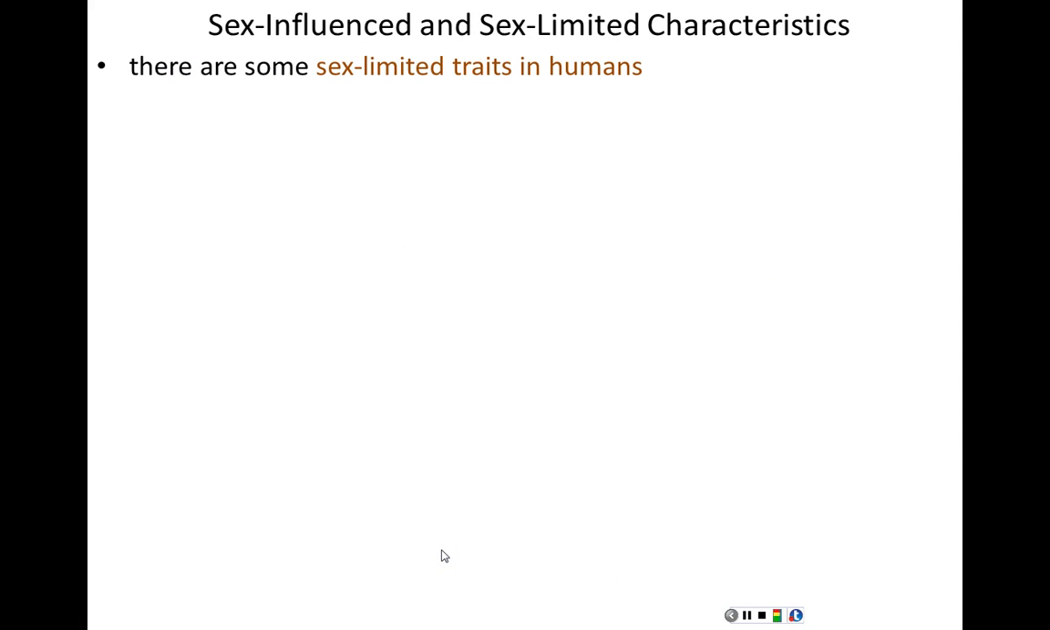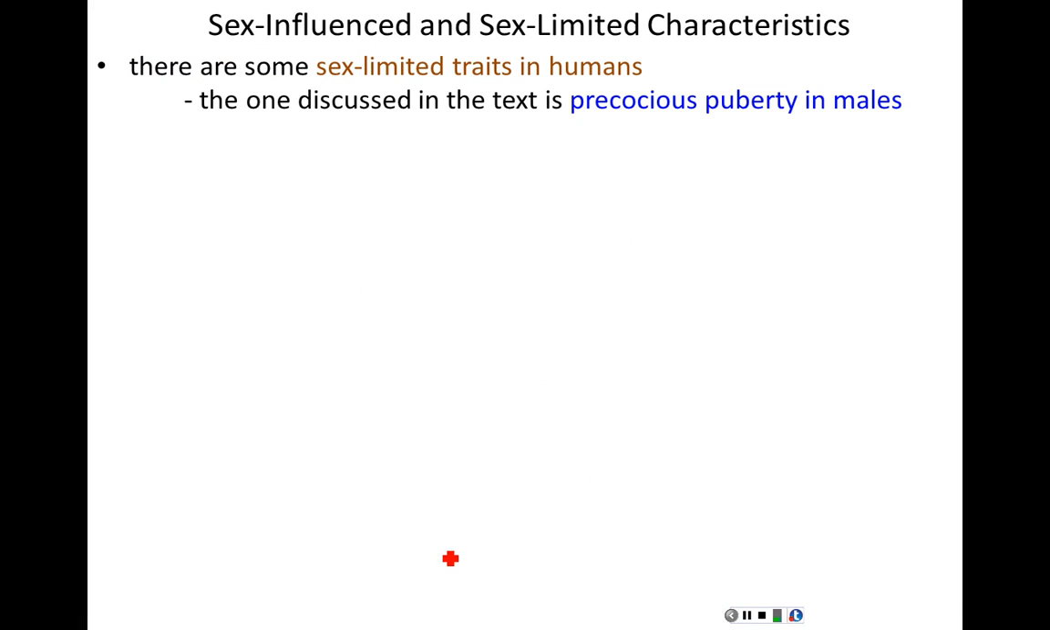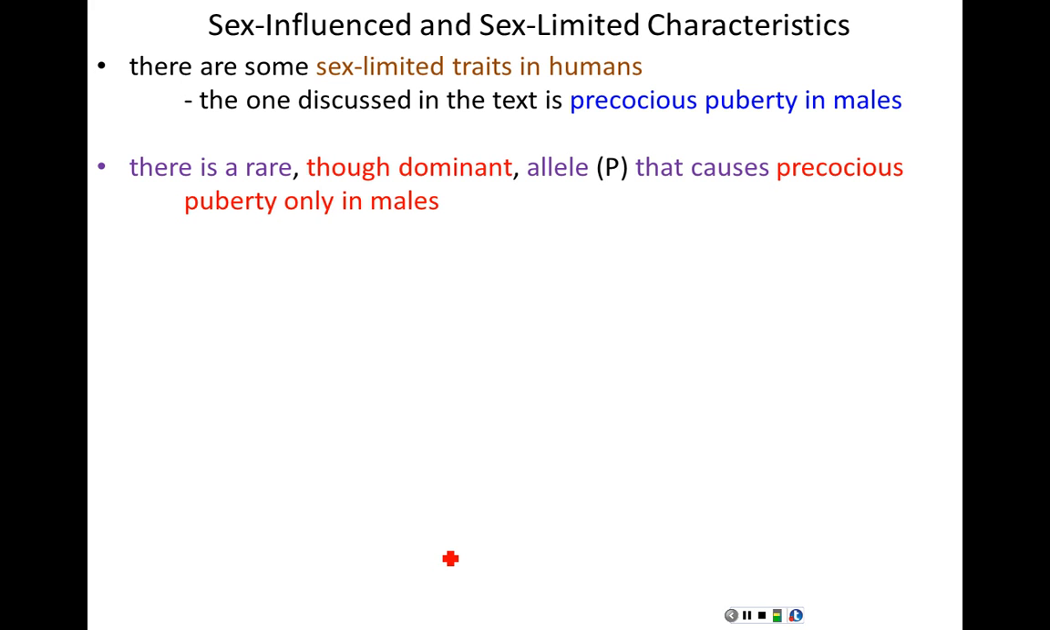There are some sex-limited traits in humans, believe it or not. The one discussed in the text is called precocious puberty. It occurs in males. Precocious puberty is a dominant condition. It's very, very rare. The dominant allele is rare in the human population, so it's very, very infrequent that you find someone with precocious puberty. But for a male to have this condition, they only need one allele for it because it is dominant.